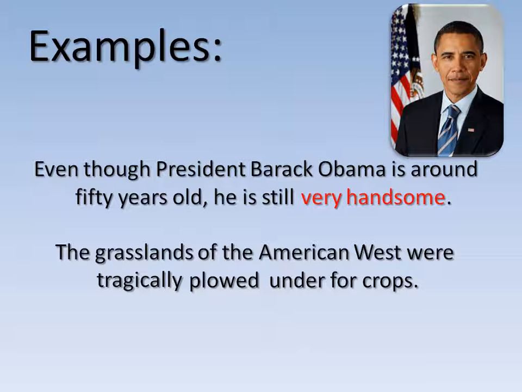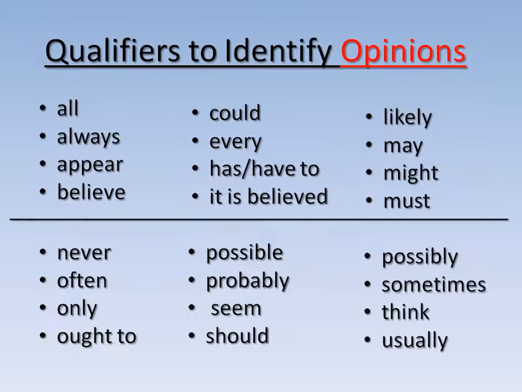Let's look at our next example. The grasslands of the American West were tragically plowed under for crops. Now the sentence, the grasslands of the American West were plowed under to make way for crops, is a fact. But tragically plowed under is a matter of opinion. Okay? Doing good? You'll be doing fine. Continue on. You're effective readers and critical thinkers.